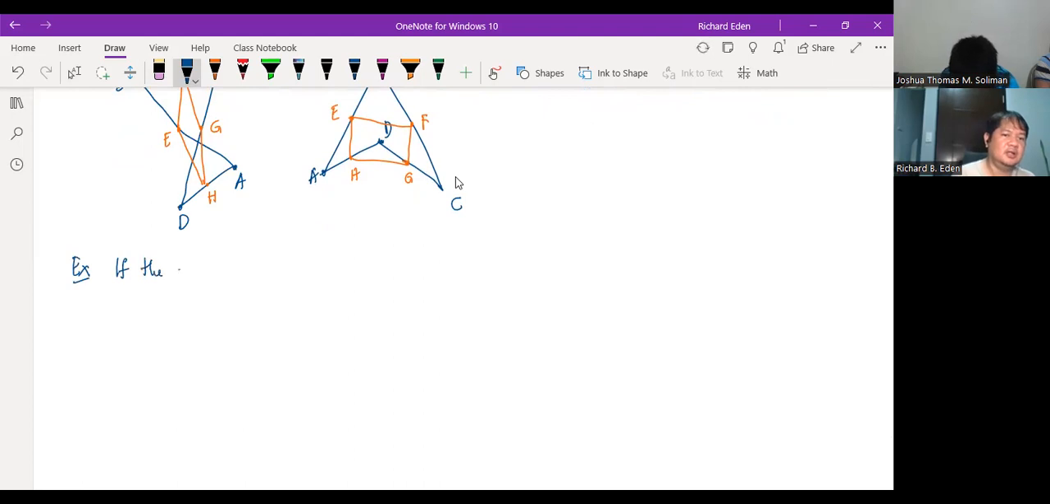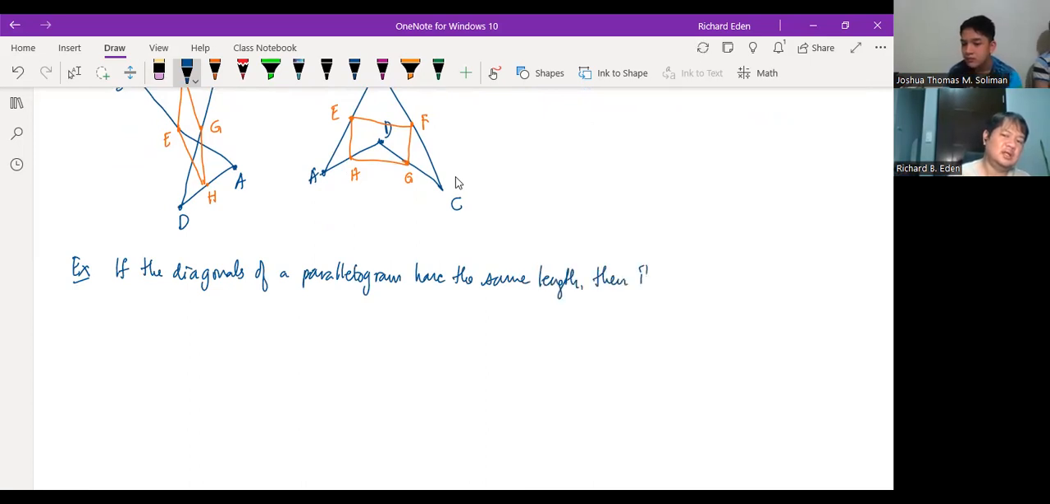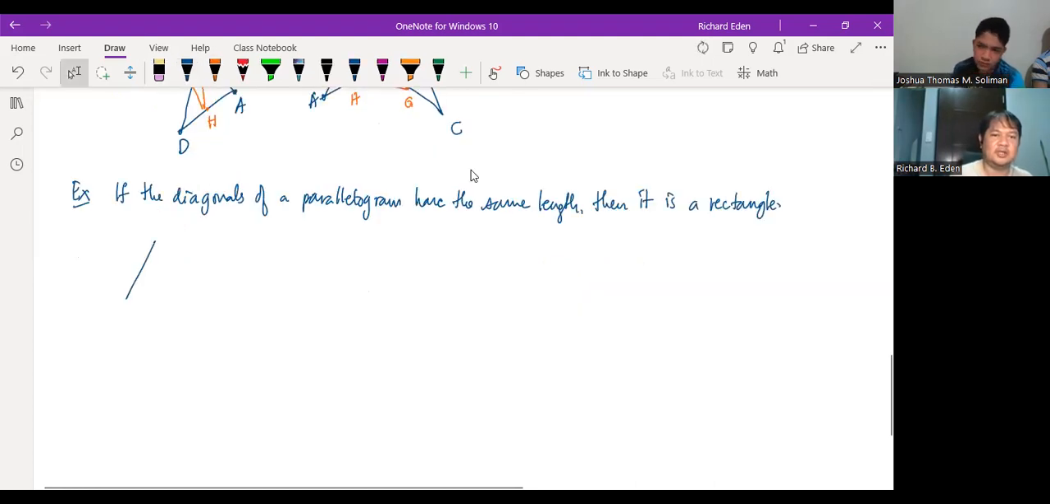If the diagonals of a parallelogram have the same length, then it is a rectangle. Of course, visually, if you draw a parallelogram which is not a rectangle, it is clear that one diagonal is going to be strictly longer than the other.